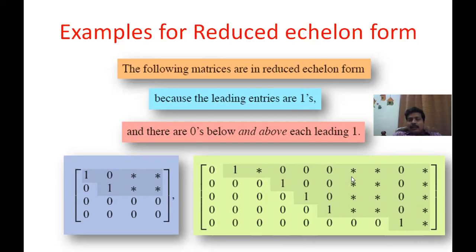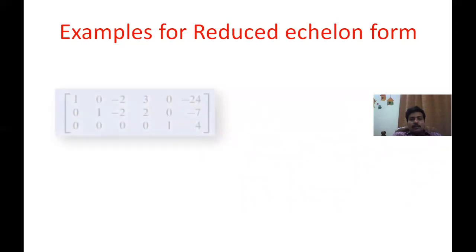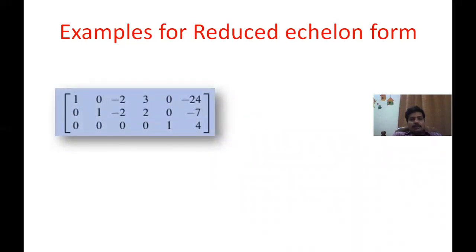Where there is no leading entry, you can put anything here. In this place, any scalar can be used. So all the star marks can be filled with any number, including 0. So this is the form of reduced echelon form. So reduced echelon form will be in this form. Let us look into some more numerical examples.